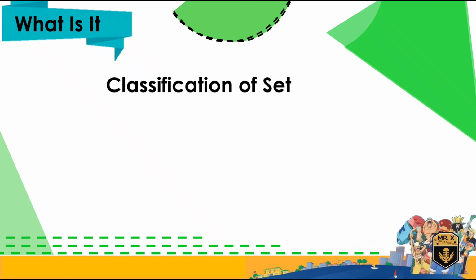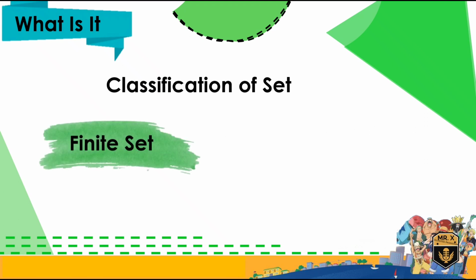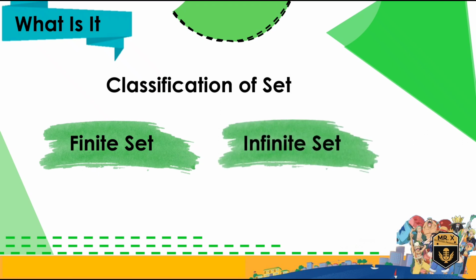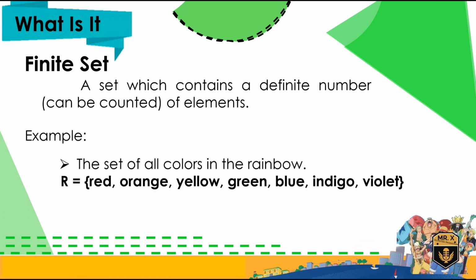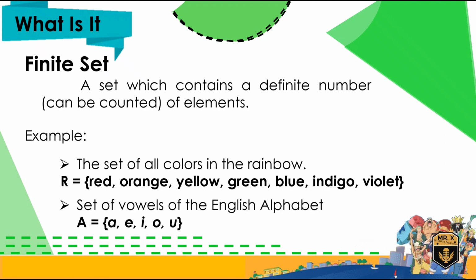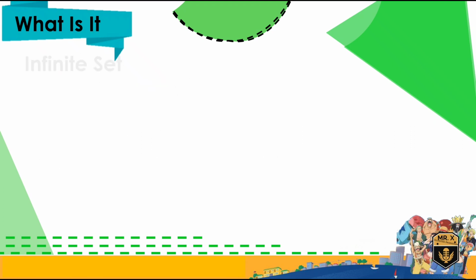Now, what are the classifications of set? Okay, we have finite set and infinite set. Finite set, a set which contains a definite number or maihap ra, no? Maihap lang yung elements. Example, the set of all colors in the rainbow. Okay, naa tayo 7 nga colors sa rainbow, no? And those are red, orange, yellow, green, blue, indigo, and violet. And the vowels, example, vowels of the English alphabet, we have A, E, I, O, U, 5 rakabok.